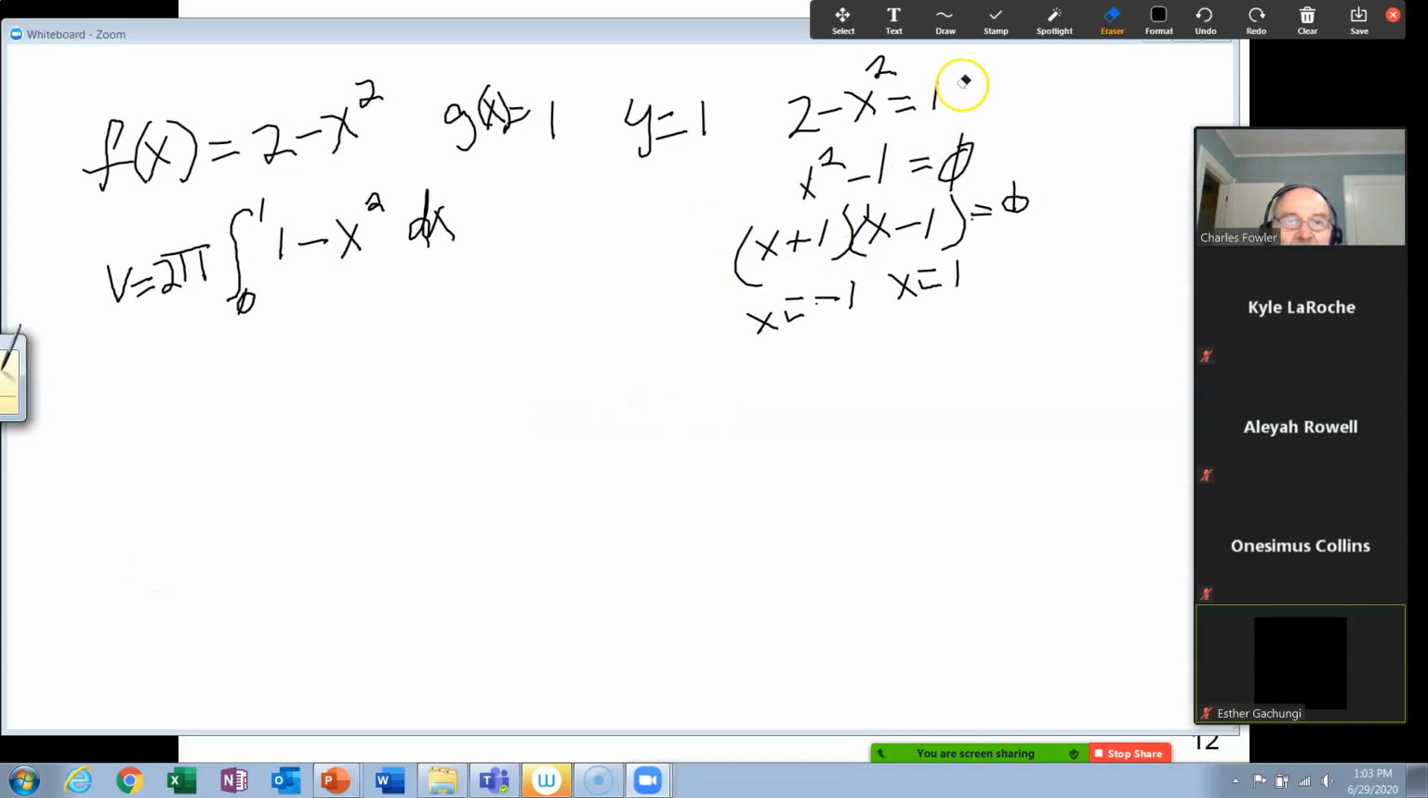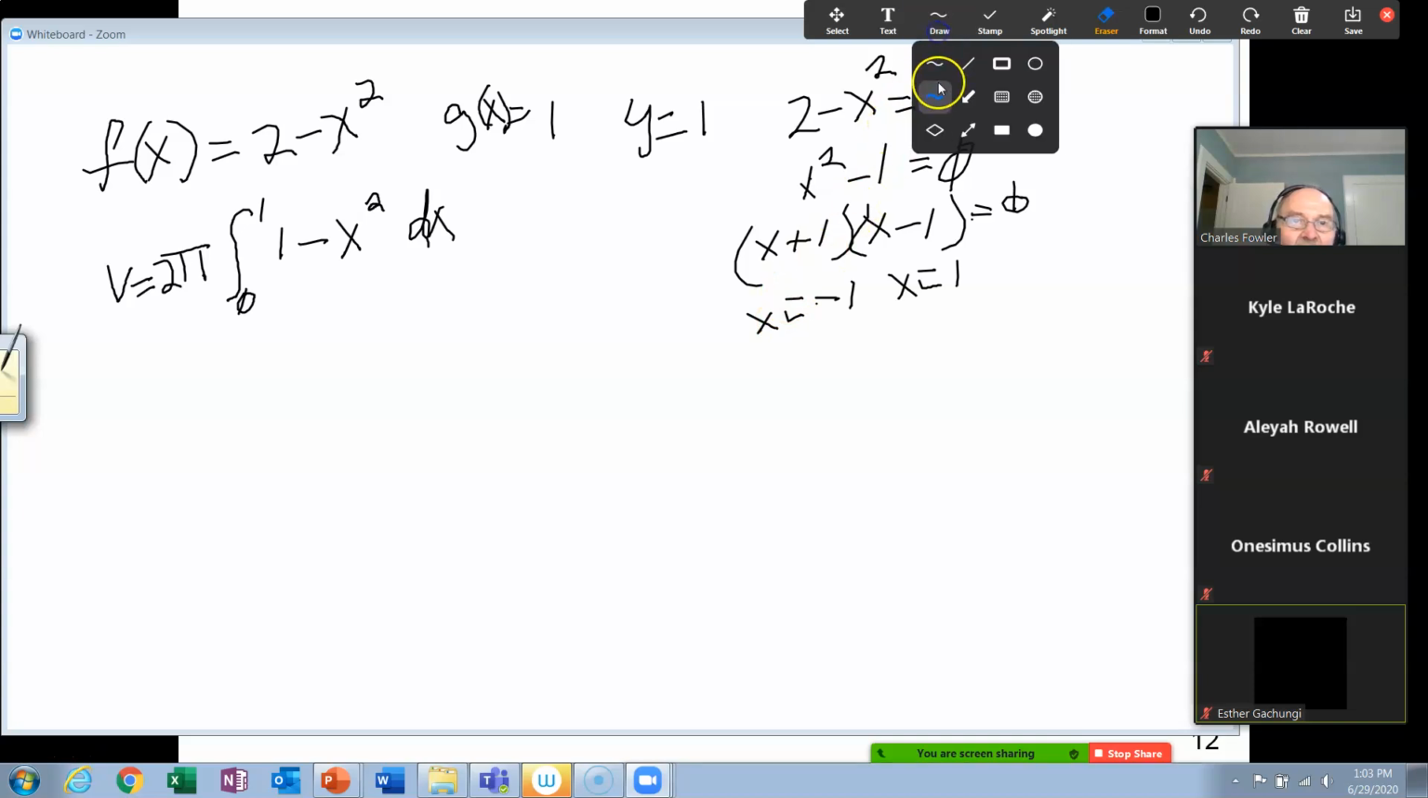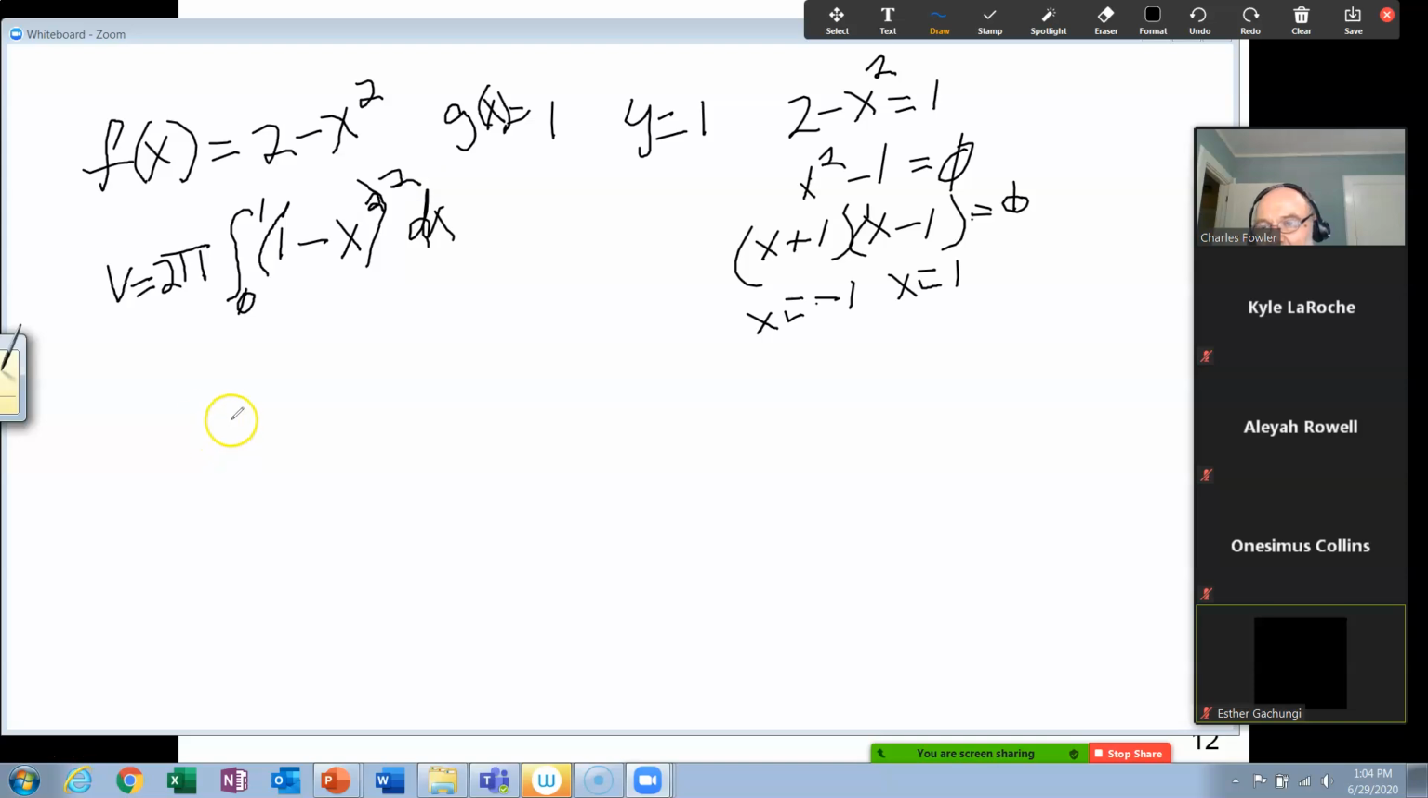Okay, so let's go back up here. Sorry, we were supposed to square the radius. The radius was 1 minus x squared. We got that right, but we didn't square it. Sorry about that. Okay, so that volume is then going to be 2 pi. That part was right. We'll still keep the integral here, 0 to 1. Now square 1 minus x squared.